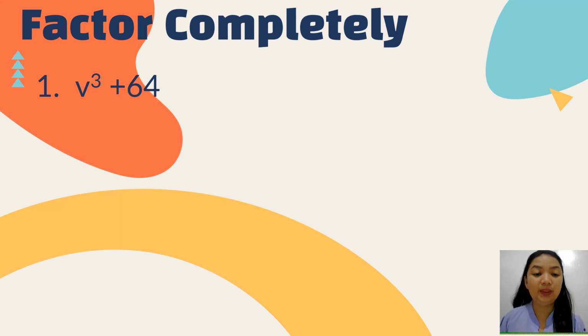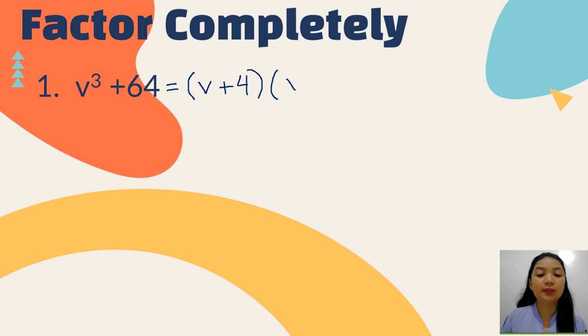Number 1, b cubed plus 64. So the first term, what is the cube root of b cubed? That is b. Cube root of 64, yes, that is 4. And then for the trinomial factor, we square the first term. So we have b squared. Yes, we must change sign. Then multiply the first and the last. So that will give us 4b. And then lastly, we have the square of 4, which is 16.